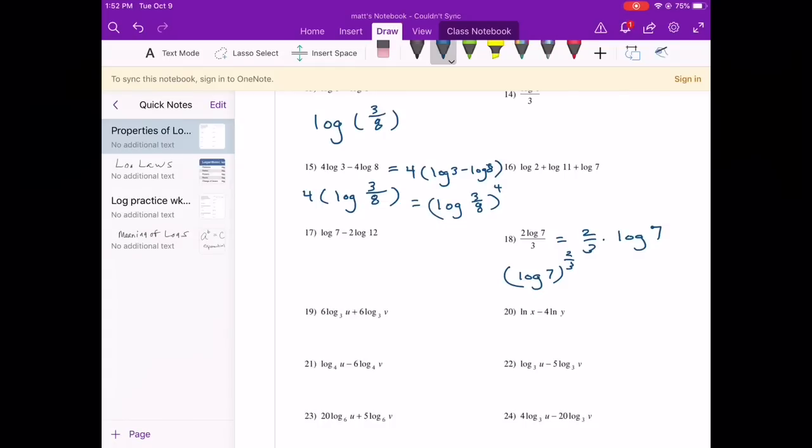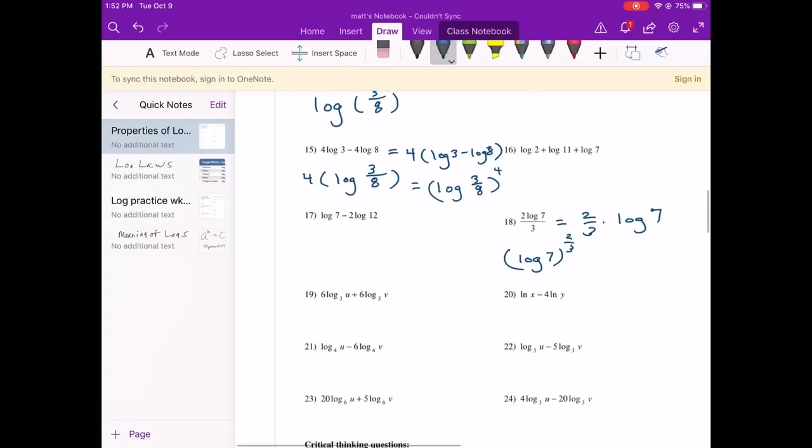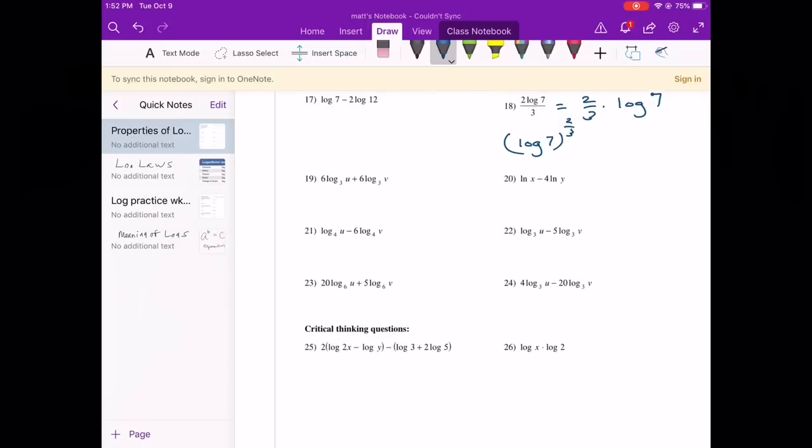All right, something like number 19, the addition makes me think of multiplication. The 6s out front make me think of exponents. So first I'm going to factor out that 6: log base 3 of u plus log base 3 of v.